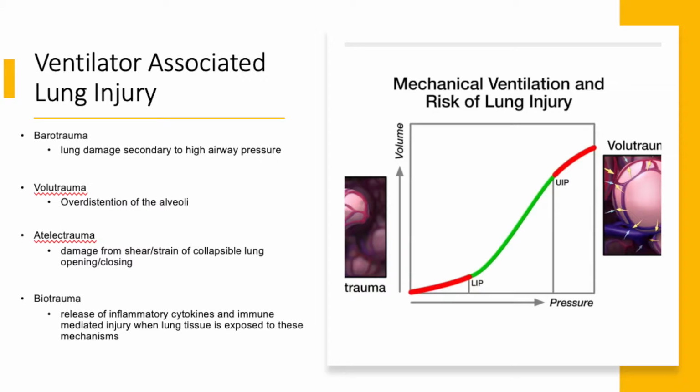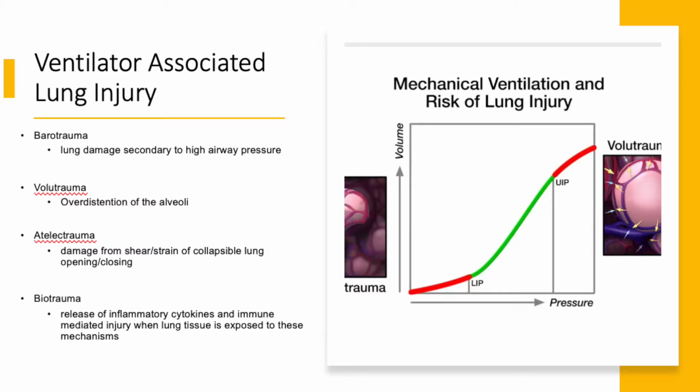Acute lung injury oftentimes affects the airways and the lung parenchyma, and it is often associated with mechanical ventilation. There are various forms of ventilator associated injuries, some of which we will discuss. These injuries are referred to as barotrauma, volutrauma, atelectatrauma, and biotrauma.